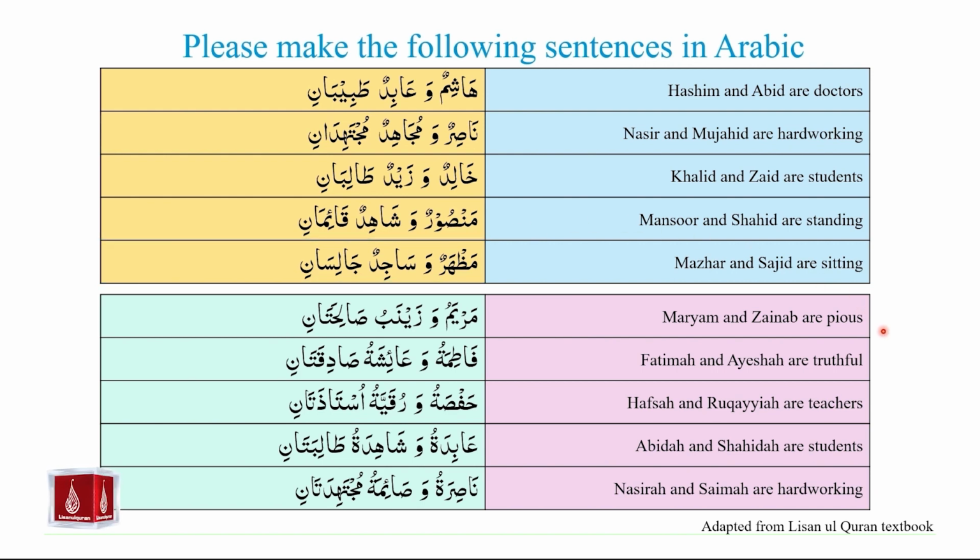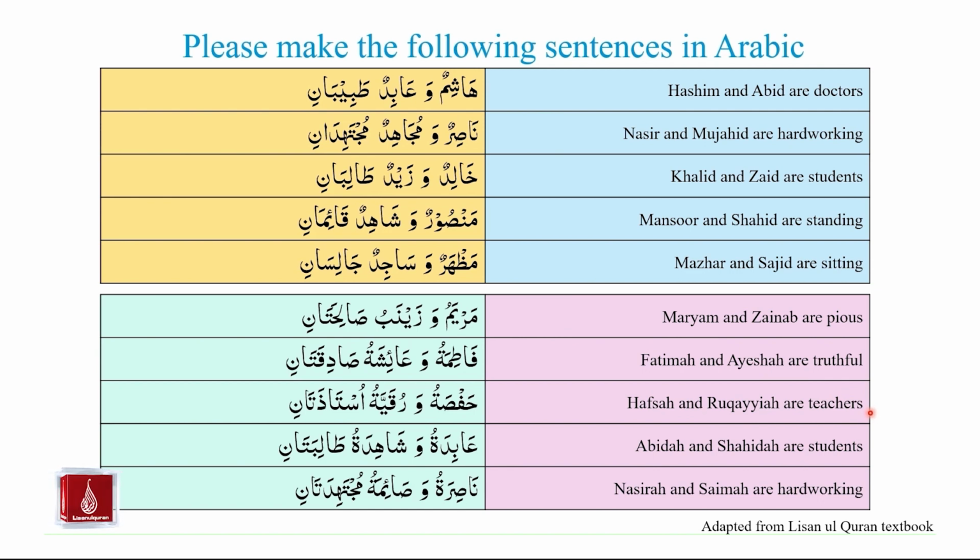Maryam and Zainab are pious. Maryamu wa Zainabu salihatani. Over here, we will not be adding tanween on Maryamu or Zainabu because these two are feminine names and feminine names will not accept tanween. Fatima and Aisha are truthful. Fatimatu wa Aishatu sadiqatani.